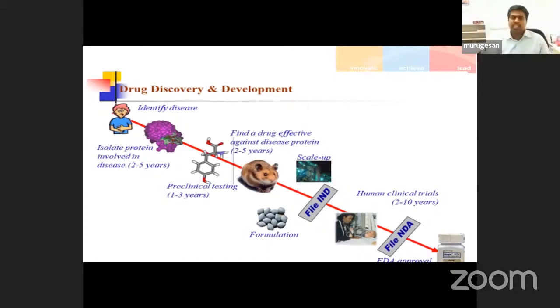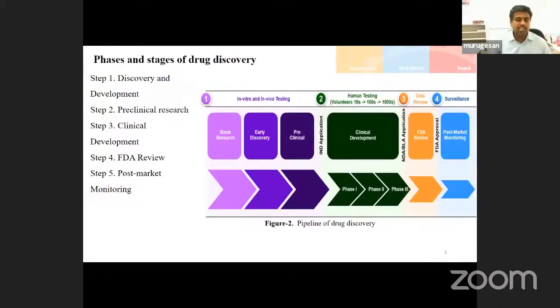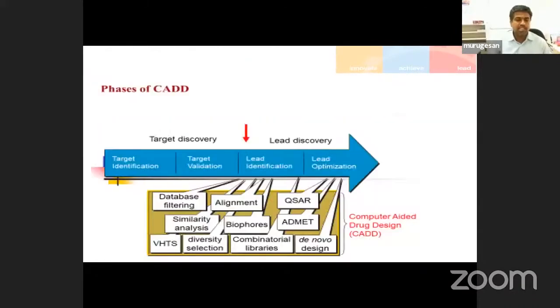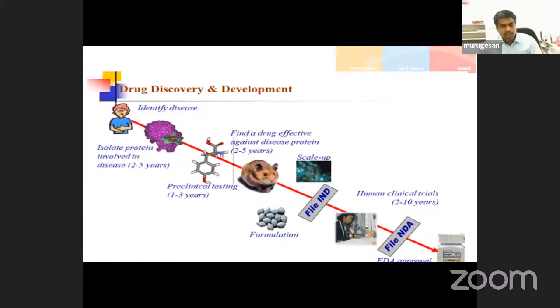Second, once a target has been identified, it needs to be validated. So that is target validation. This part of our process is called target discovery, followed by lead discovery. These two are the important phases of drug discovery, wherein various types of molecular modeling tools can be used, in order to shorten the duration as well as to reduce the cost or price involved in this new drug discovery process.